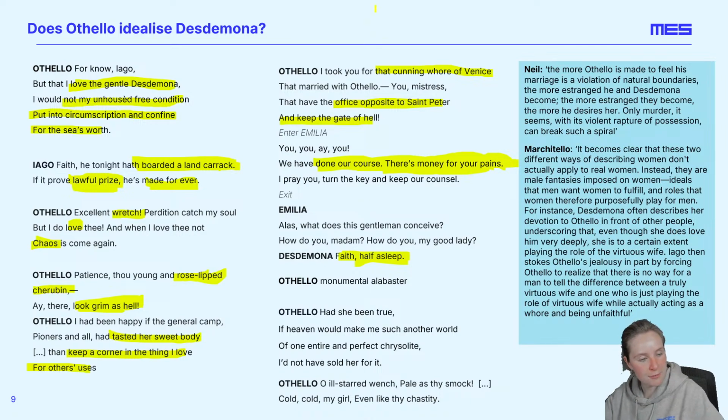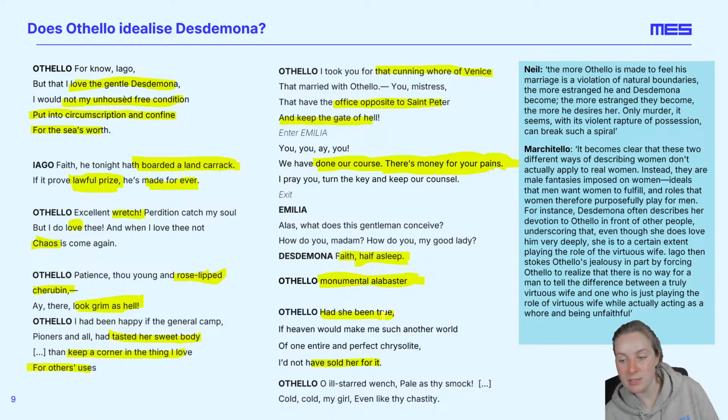He also describes her in the final scene as "monumental alabaster," or essentially a marble statue. So again, he doesn't see her as human. And then Othello says, "If she had been true, if heaven would make me such another world of one entire and perfect chrysolite, I would not have sold her for it." So this is him attempting to justify after the murder: if she had been faithful, there is nothing, not even the most perfect gemstone, I would have traded her for.